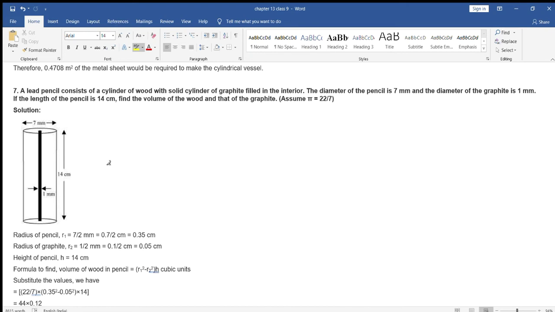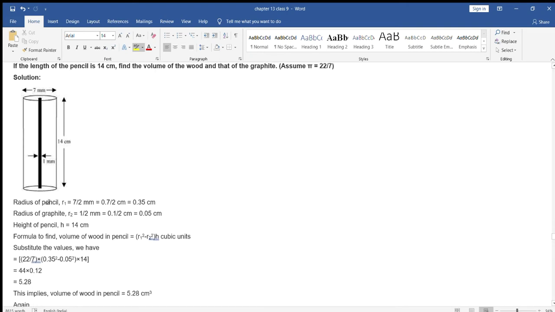So first of all, what we have to find out? We have to find out the radius, because without radius we can't do anything. So diameter is known to us. What we have done? We have found out the radius of the pencil as well as the radius of the graphite. And height is similar for both. Pencil के लिए भी height वही रहेगी, graphite के लिए भी वही रहेगी. There is no change in the height.